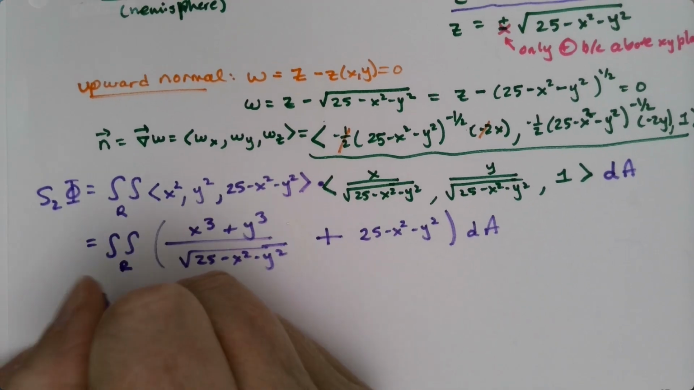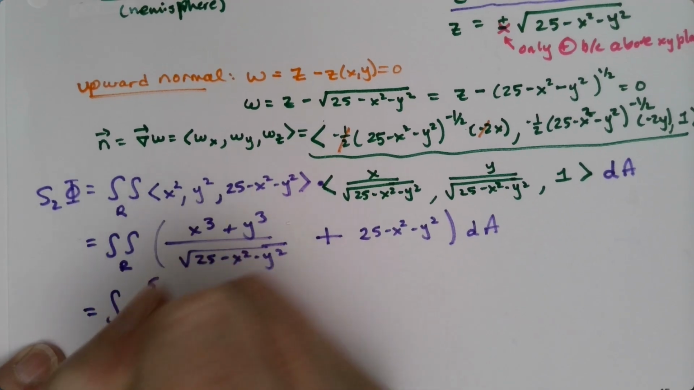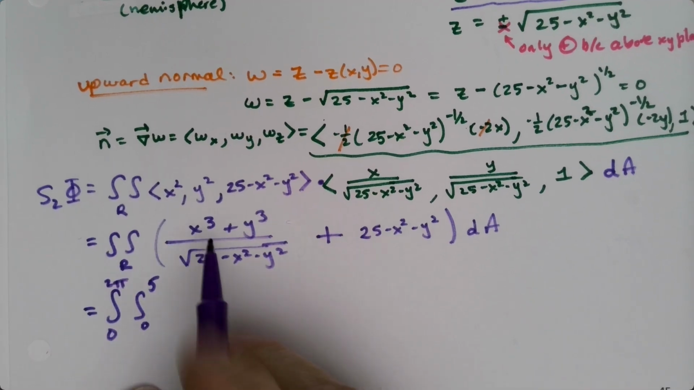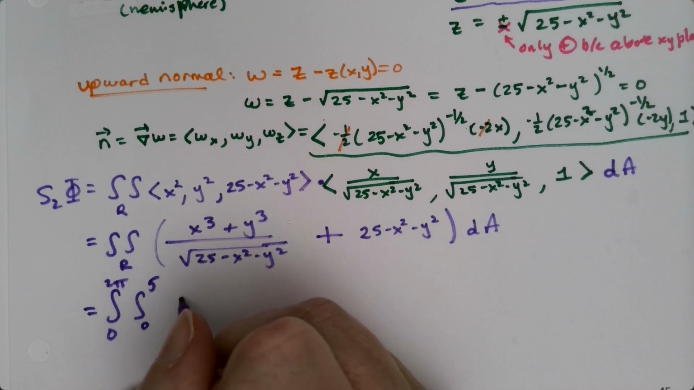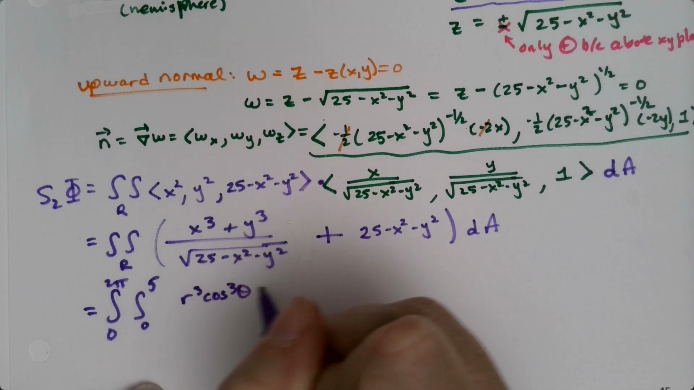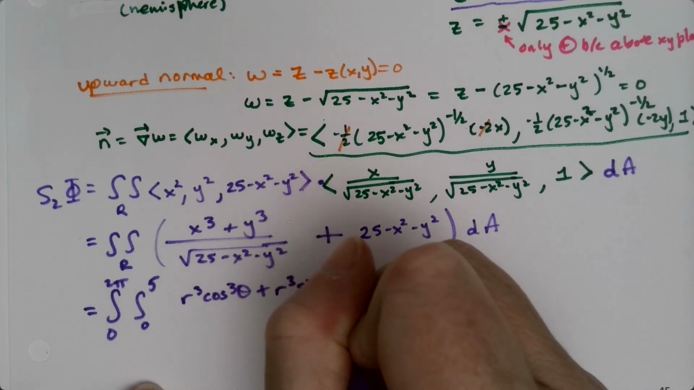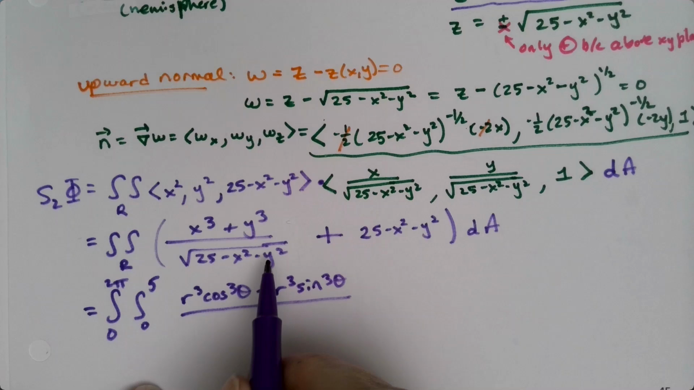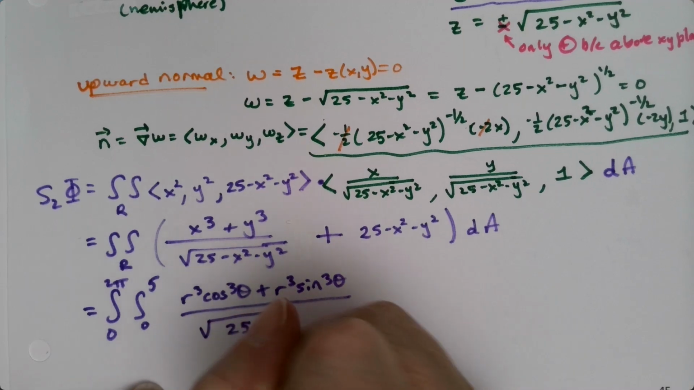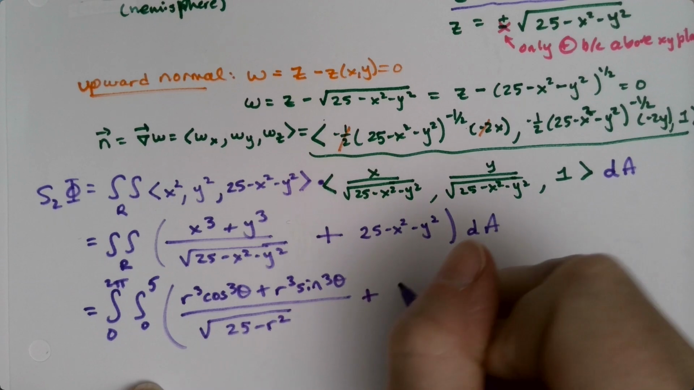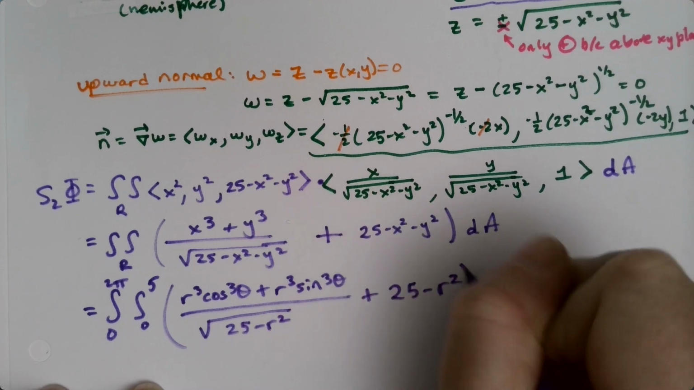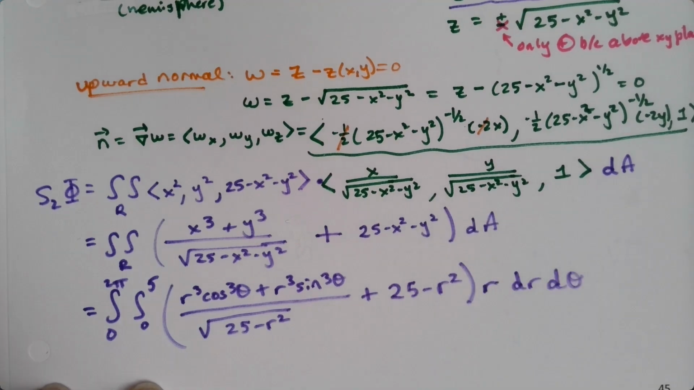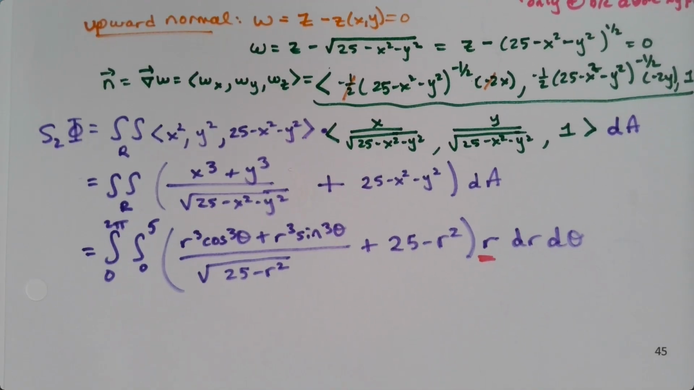So r goes from 0 to 5, theta goes from 0 to 2 pi, and then we're just going to have to substitute in what these are. So this is r cubed cosine cubed theta plus r cubed sine cubed theta over the square root of 25 minus r squared, since x squared plus y squared is r squared, plus 25 take away r squared, r dr d theta. Don't forget to put your r there. Whenever you switch to polar, you have to do that.